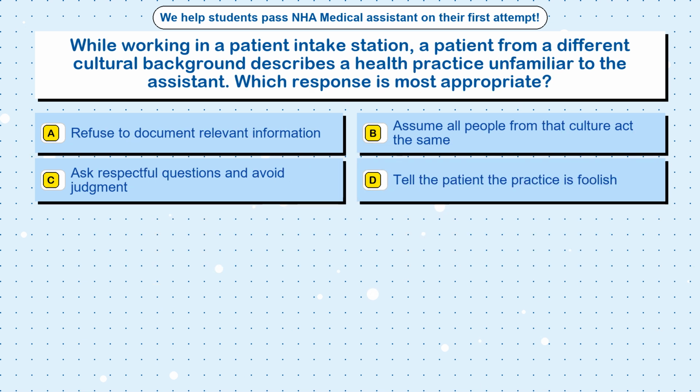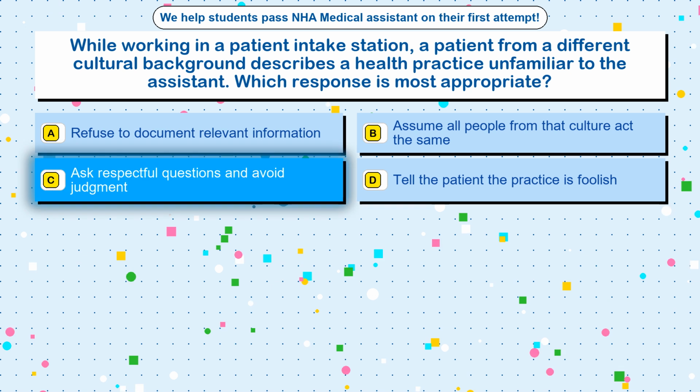Question 16. While working in a patient intake station, a patient from a different cultural background describes a health practice unfamiliar to the assistant. Which response is most appropriate? Option A, refuse to document relevant information. Option B, assume all people from that culture act the same. Option C, ask respectful questions and avoid judgment. Option D, tell the patient the practice is foolish.